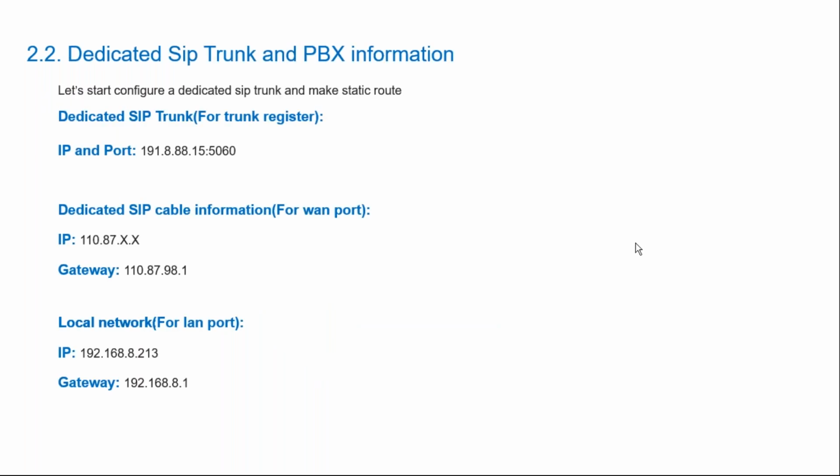Okay. So have a look here. This is the example. All right. Have a look. I'll give you guys an example. Dedicated SIP trunk, you guys can see this. The IP and port is going to be 191.8.88.15, and the port will be 5060. And the dedicated SIP cable information is going to be 110.87, and so on. Anyway, and also you have the local network. All right, you got another one, which is the local network. Okay, so how do we figure out this?